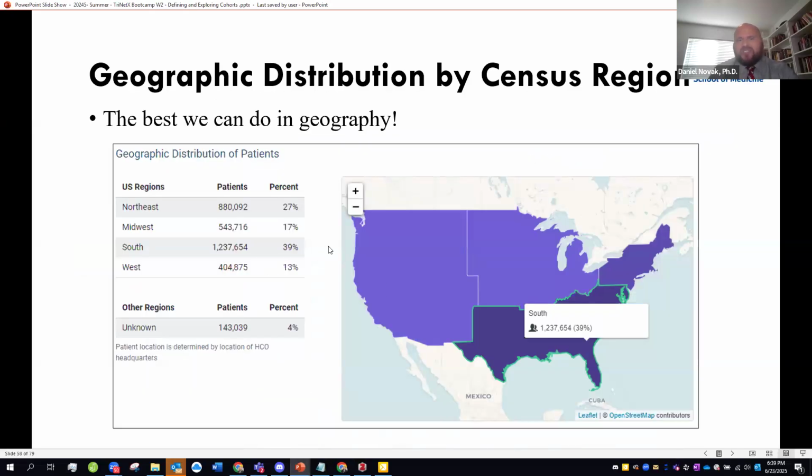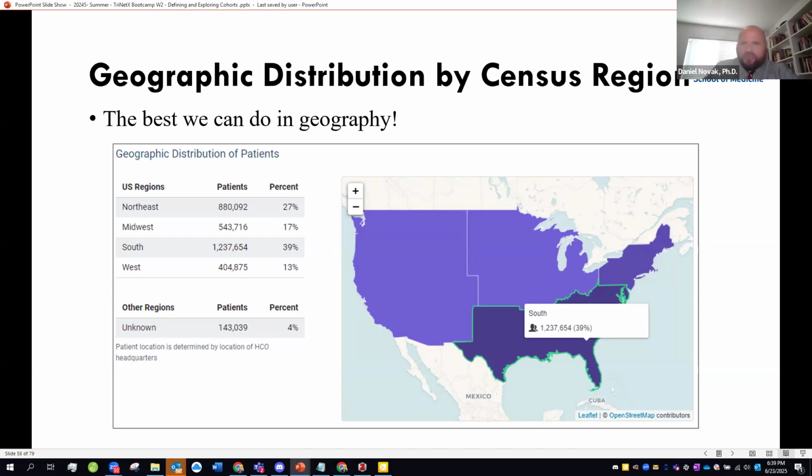And what you'll see is one thing that people ask a lot for that TriNetX just does not do, for a variety of reasons, is geographic distribution by census region. This is the best we can do in terms of geography in order to keep patients safe as well. And so you can see the raw distribution of the patients into those 4 regions: Northeast, South, Midwest, and West.